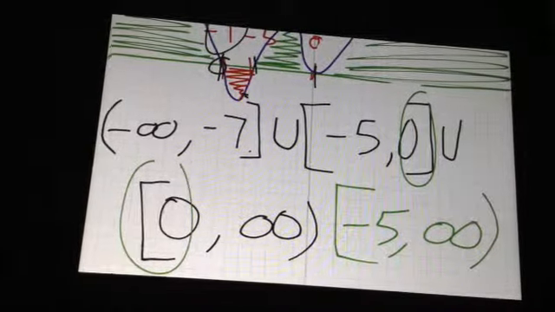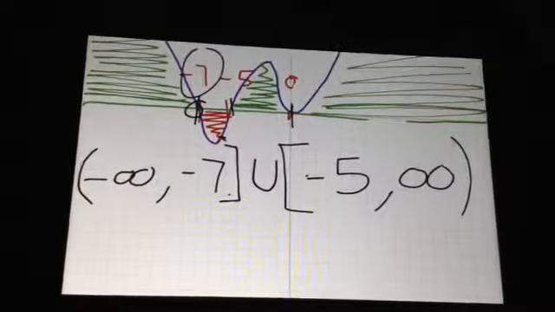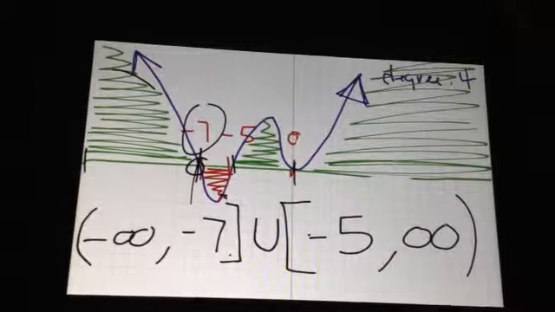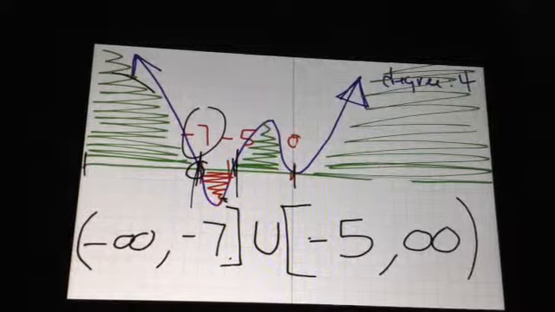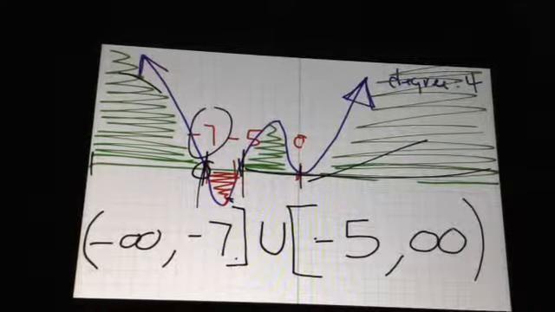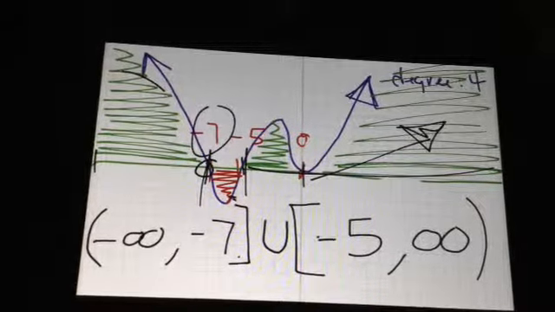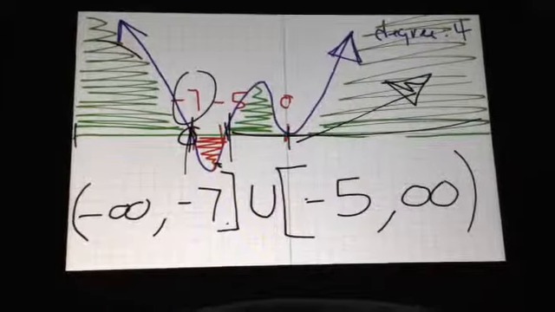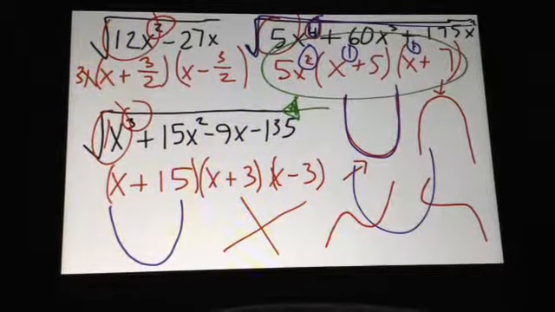So our full domain would look like this. This would be our final domain. See, from negative infinity to negative 7, then negative 5 to forever, or to infinity. That's our domain. And that's how you would graph any of these.